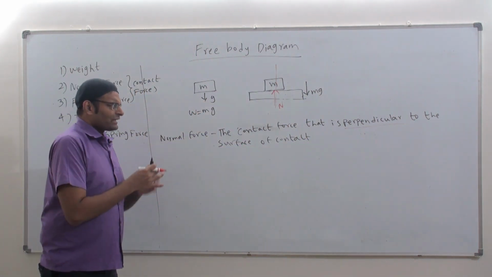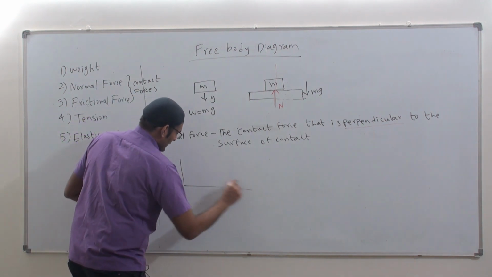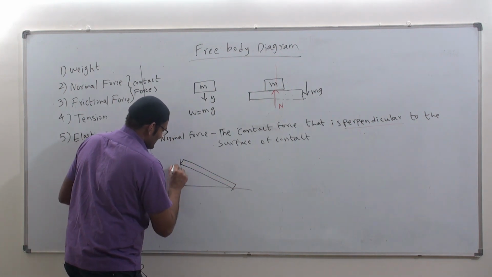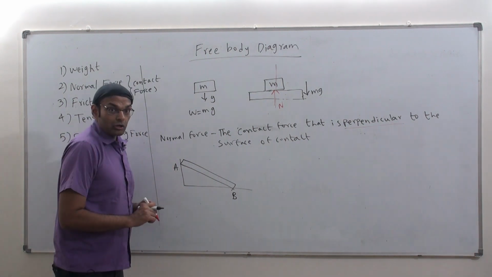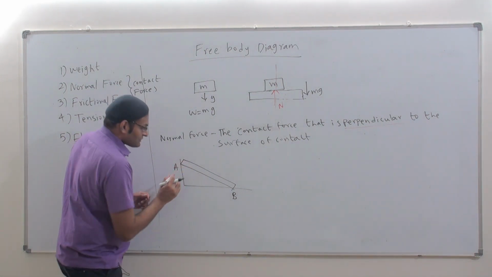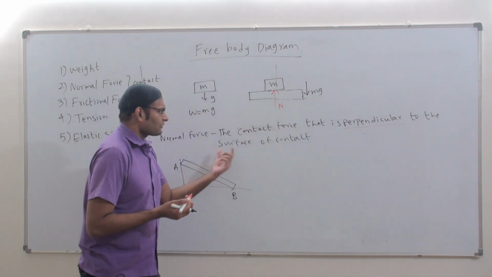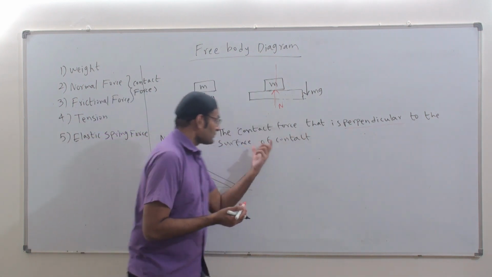Now let's take different cases to understand how it works. Let me take an example. Let's take a ladder that is placed. Let's say this is point A, this is point B. Now what would be the normal force here? Let's take this as the surface. What is the definition? Normal force is the contact force that is perpendicular to the surface of contact.